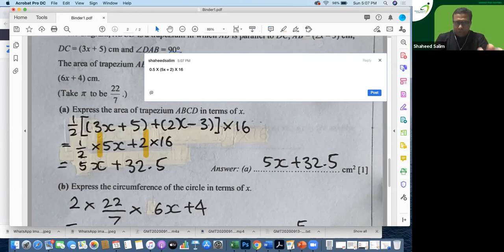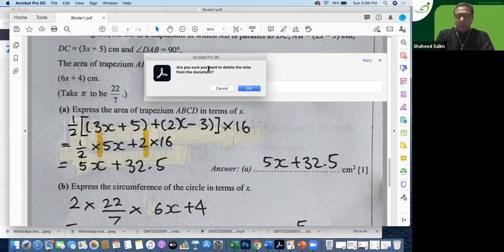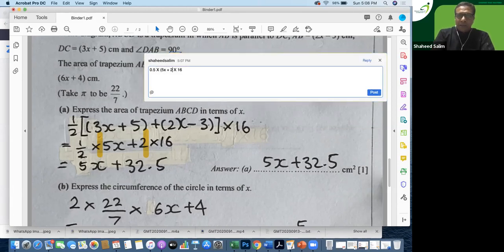Now, just remember this, okay? What do you do? You remove the bracket, and then you just put times like that. And then one side times this, the other side times this. This is not true. This is 0.5 times the whole thing. This 16 times the whole thing is not 0.5 times 5x. If it's originally like this, you are correct. But that means you times 0.5 times 5x, correct? Then 2 times 16. But now you have this.